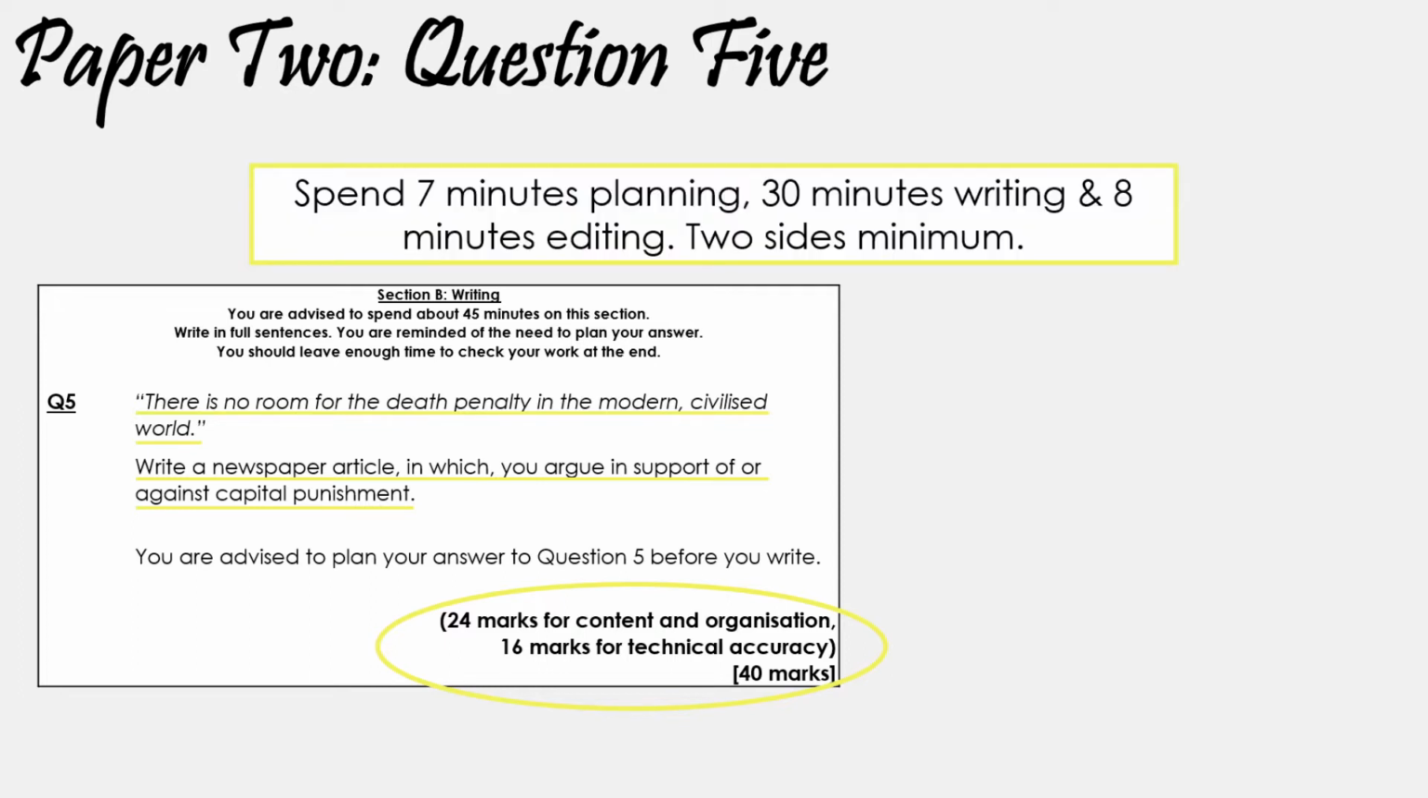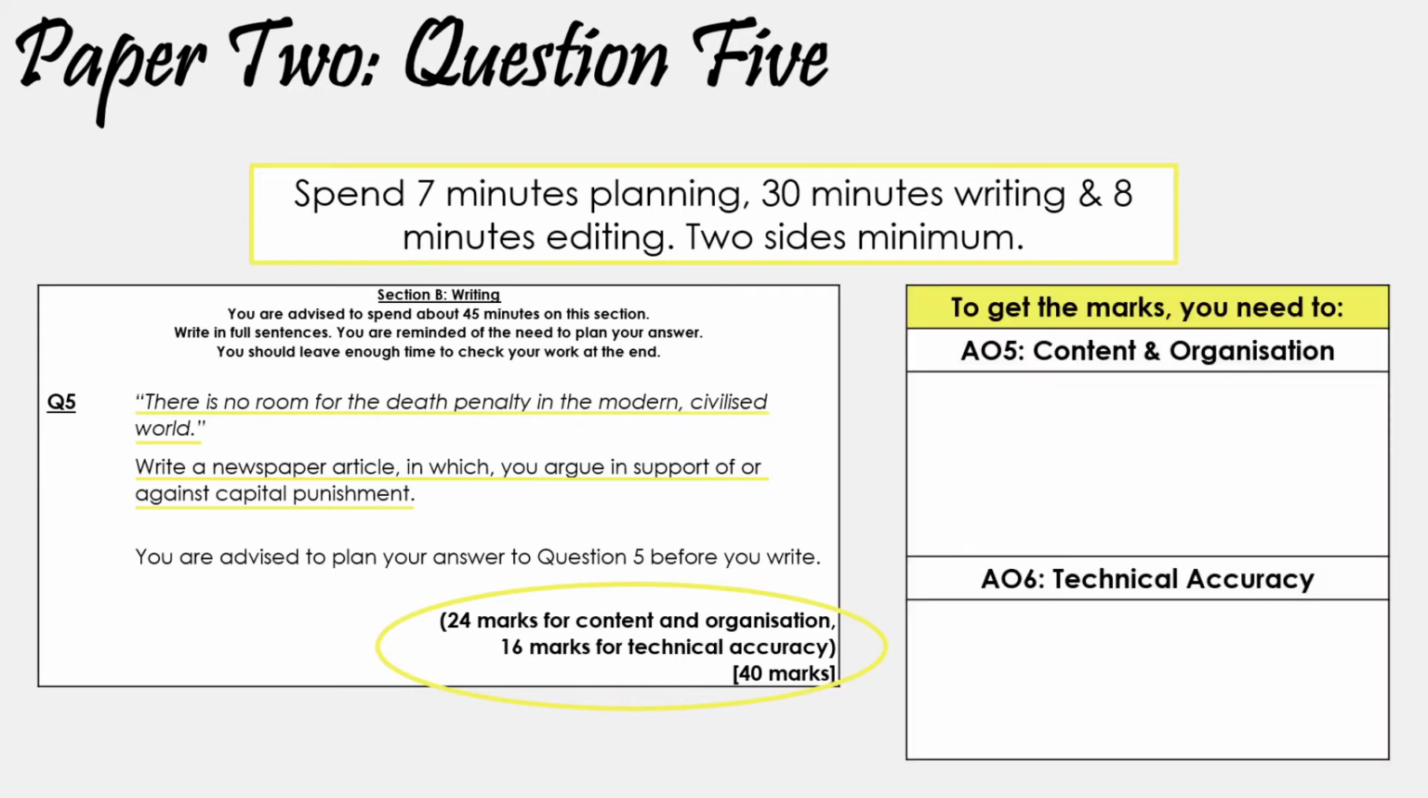Now, I'd recommend that you spend 7 minutes preparing and planning for this question, 30 minutes actually writing the response, and 8 minutes at the end to read through, edit, correct any errors, and improve your response. Now, there are 12 things on the mark scheme. So these are the things that you get marks for on question 5. There are 24 marks available for Assessment Objective 5, the content of your writing and your organisation of it. This is why it's so important to plan.